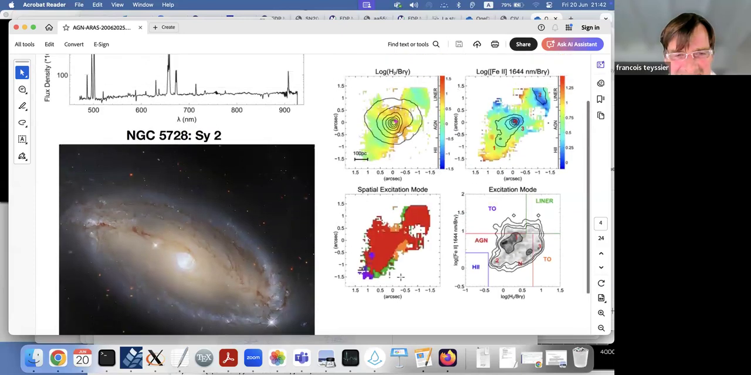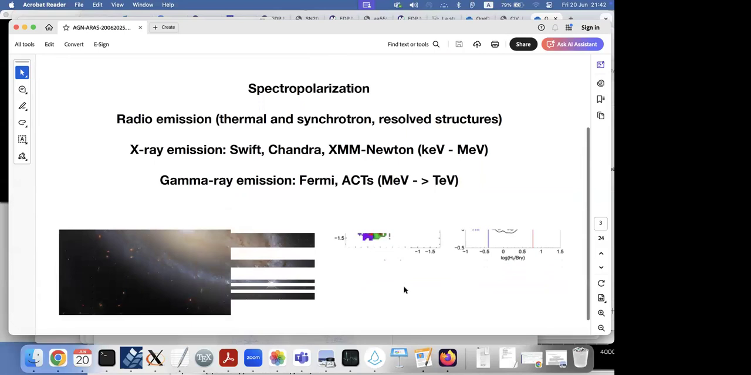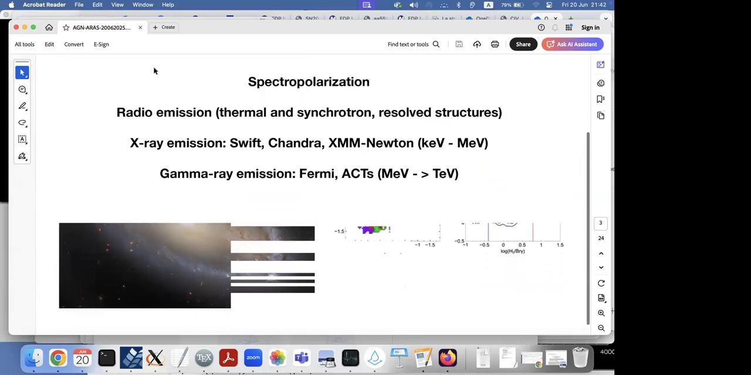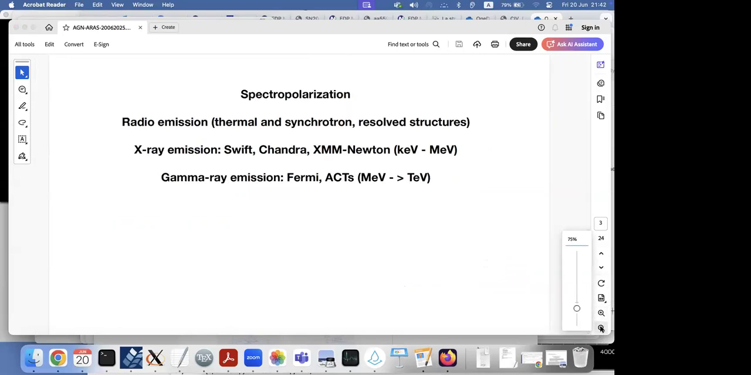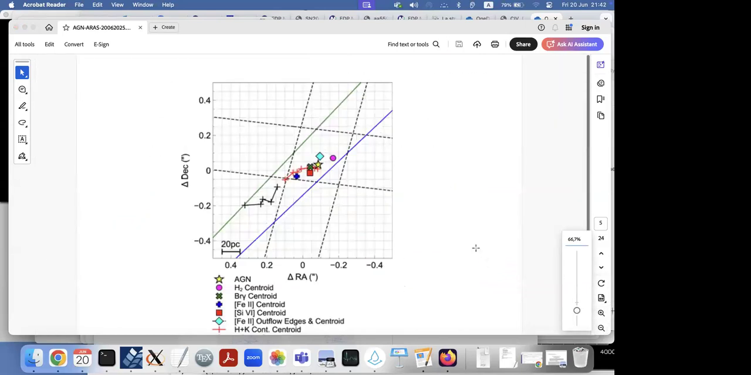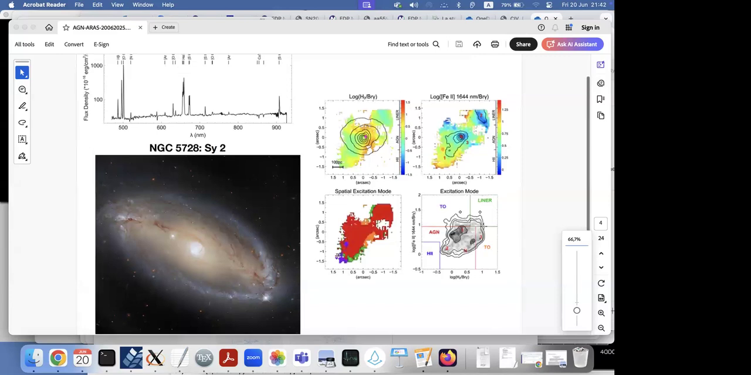Now, as an example, let me see if I can, okay, so here, this is what's meant by a type 2 Seyfert. I just wanted to show one good example. 5728 is one that is actually pretty for a lot of reasons. It's very much like NGC 1068, which is the poster child of type 2s.